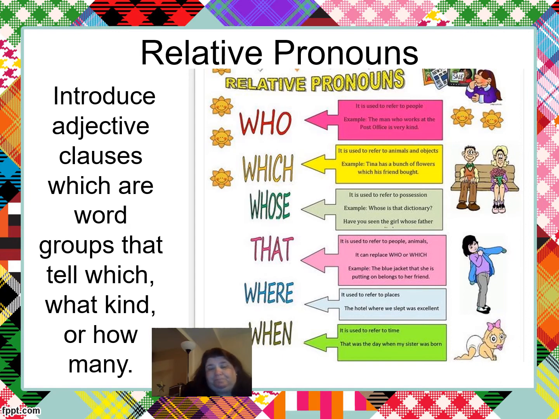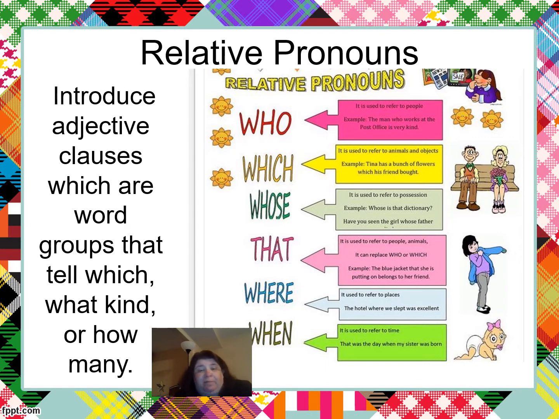Then we have that, which is used to refer to people or animals. It can also replace who or which, which is what I did when I did that first sentence. For example, the blue jacket that she is putting on belongs to her friend. So you can also replace that with who or which. So the blue jacket which she is putting on belongs to her friend.